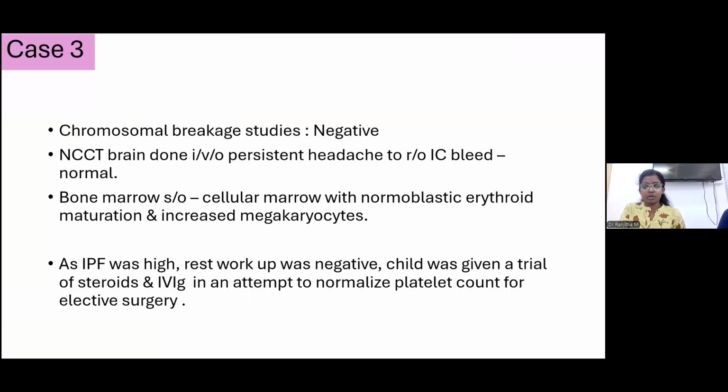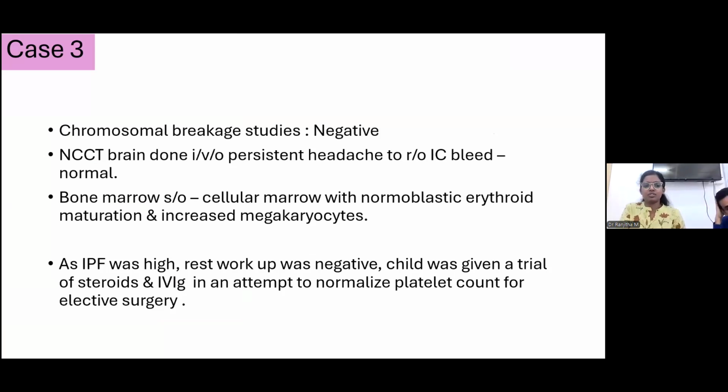Chromosomal breakage studies were done in her because of the age of presentation, and it was negative. And the child also complained of persistent headache. To rule out intracranial bleed in the background of thrombocytopenia, NCCT brain was done, which was normal. Bone marrow was done, which suggested cellular marrow with normoblastic erythroid maturation and increased megakaryocytes. As the IPF was high, the workup was negative.